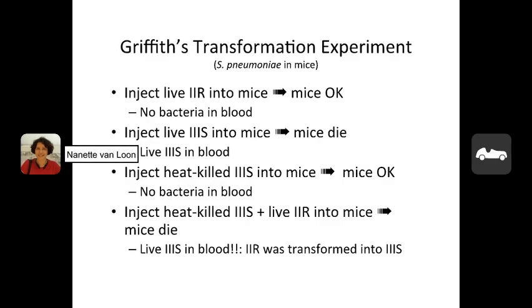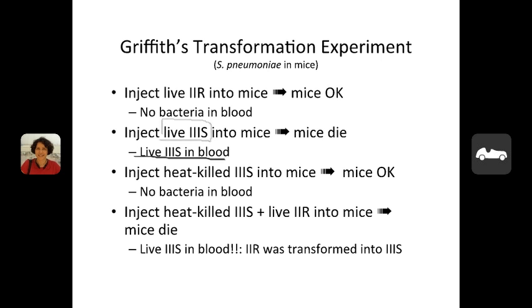So let's take a look at the actual transformation experiment that Griffith did using the Streptococcus pneumoniae. If he injected the 2R strain, that was the non-virulent one, if he injected live 2R bacteria into the mice, they would be all right. They might get pneumonia, but they would get better again, and he would find no bacteria in their blood later. If he injected live 3S bacteria, the virulent strain, the mice would get pneumonia and they would die in a few days, and when he did an autopsy he would find live 3S bacteria in their blood.